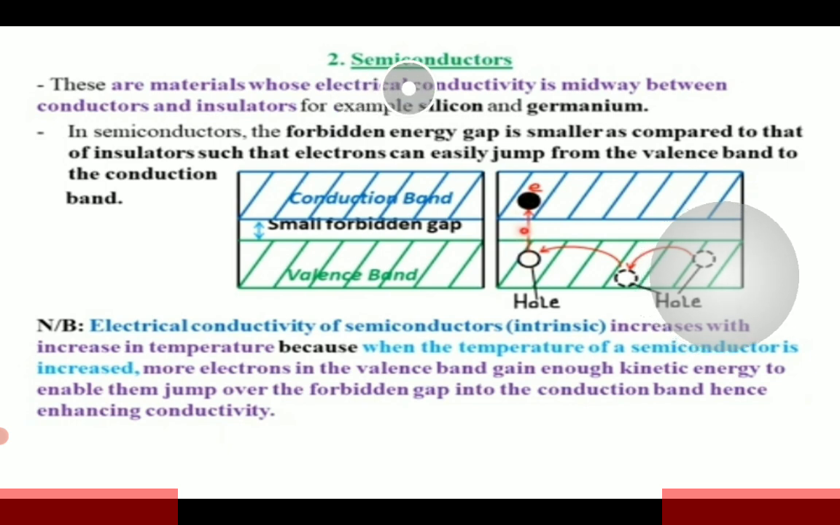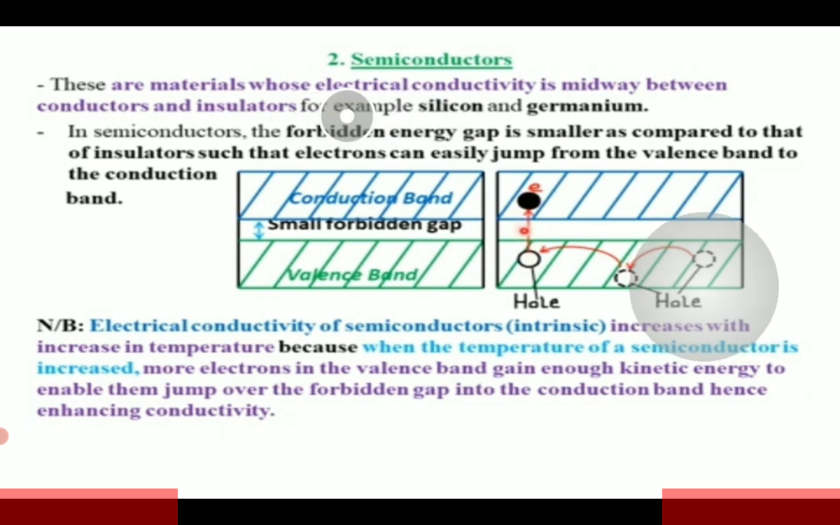We call them semiconductors. In fact, the word semi means halfway or midway. Everywhere you hear semi attached to something else, it means there is simply midway behavior of doing something. So here we are looking at semiconductors. They are materials whose electrical conductivity is halfway between conductors and insulators.